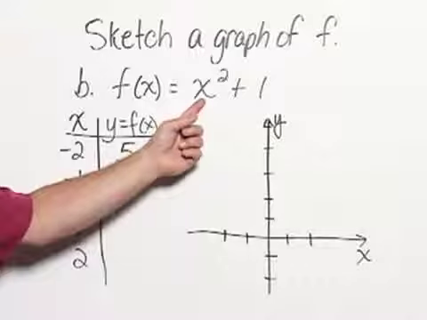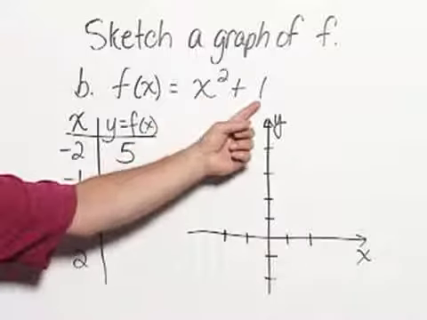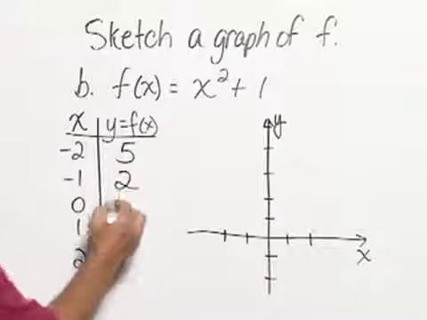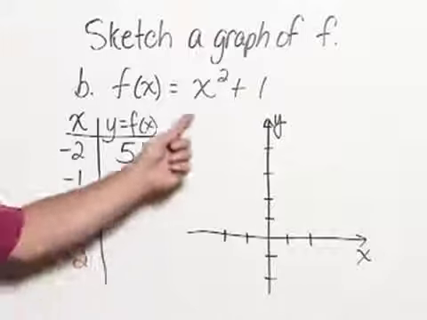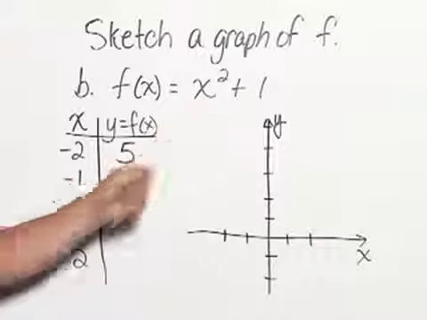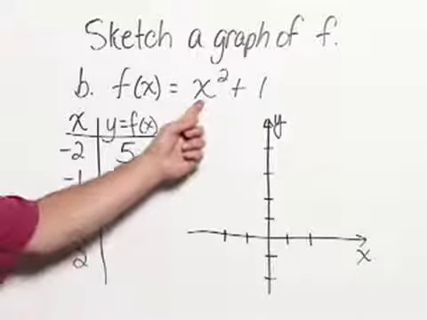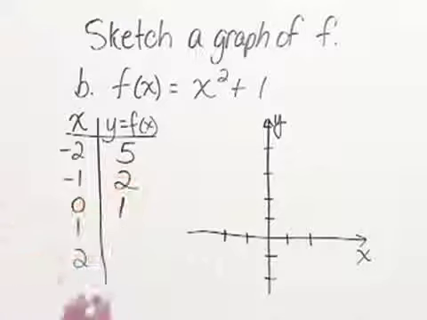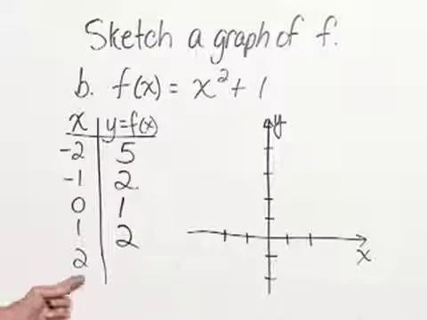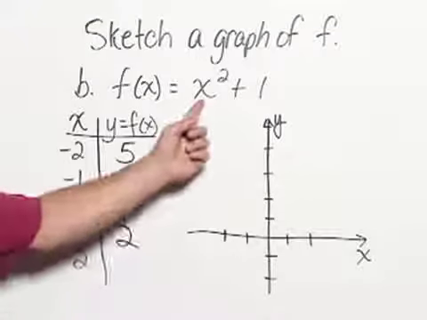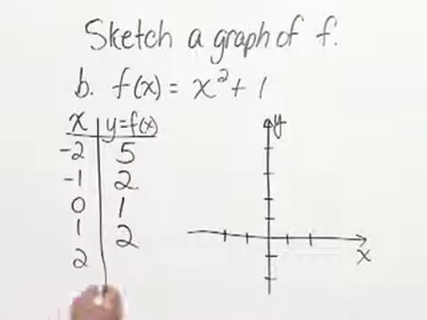Negative 1 squared is positive 1, plus 1 is 2. When we substitute in 0 for x, we'll get 0 squared, which is 0, plus 1, which is 1. When we substitute 1 for x, we get 1 squared plus 1, which is 2, and then 2 substituted in for x, 2 squared is 4, plus 1 is 5.